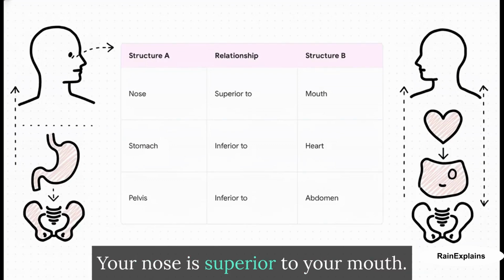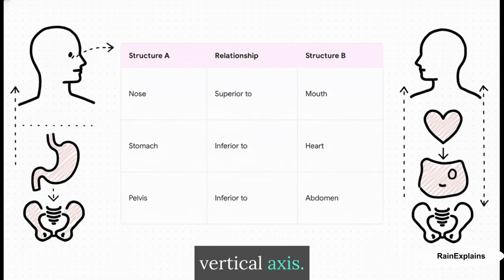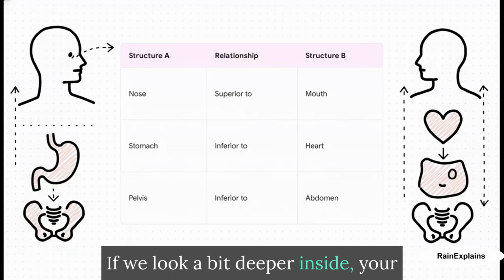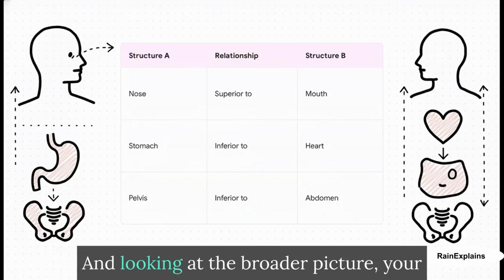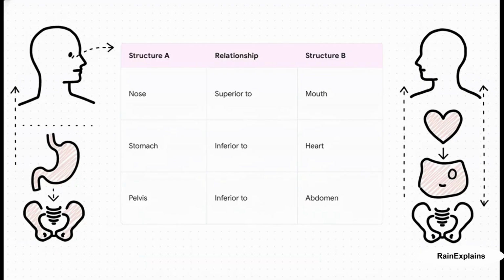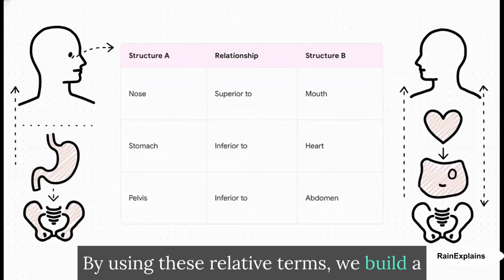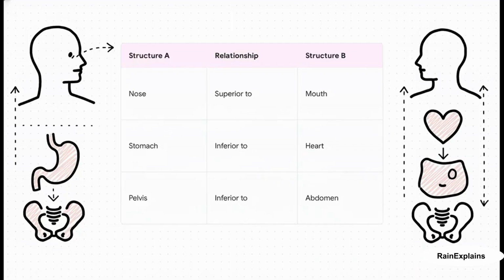Your nose is superior to your mouth. Makes sense, right? It's physically higher up along that vertical axis. If we look a bit deeper inside, your stomach is inferior to your heart because it sits below it. And looking at the broader picture, your entire pelvis is inferior to your abdomen. By using these relative terms, we build a perfect mental picture of how things stack up along that head-to-tail axis.